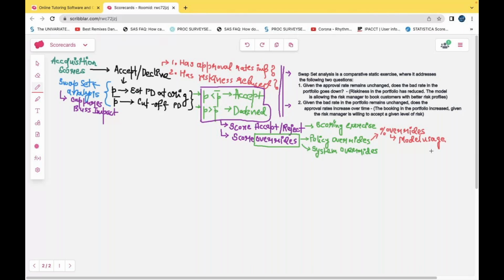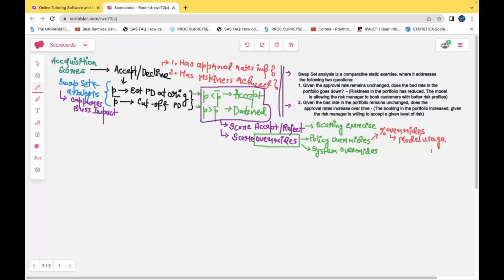Hence, when we are devising the strategy, whenever the pricing strategy or this acquisition score enters into limit assignment, it is very important that you have an override flag, and the nature of the override, to identify that the pricing you are doing is because of the riskiness associated with the borrower's profile, or because of some external factors, like some business decisions that have been taken for which the model usage is now limited and overrides are taking place.